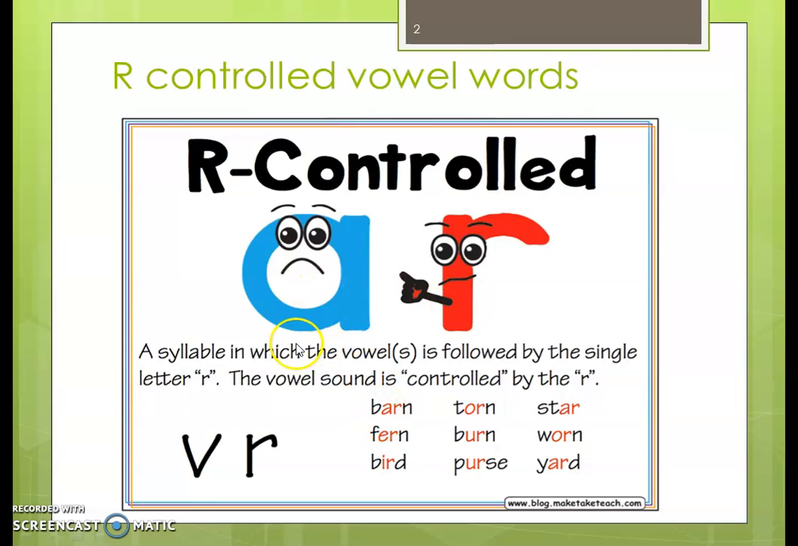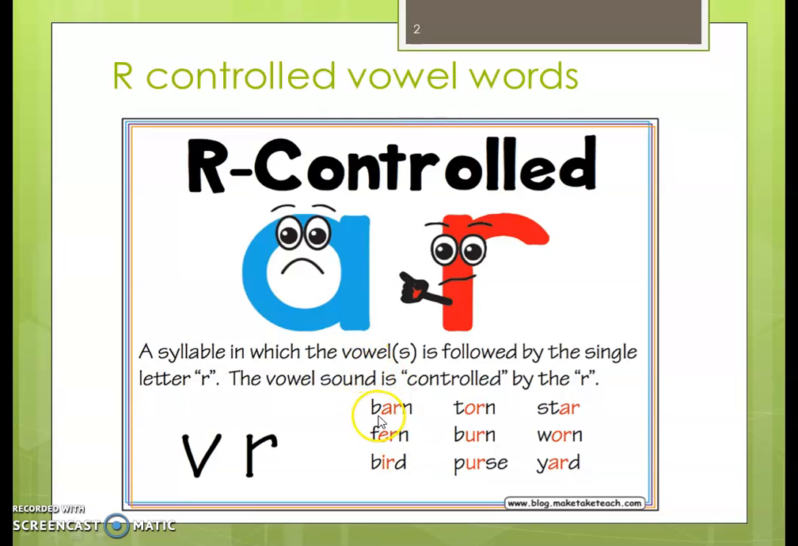When you see AR together, you're going to say R. You're going to make the sound R. When you see OR together, it's going to make the sound OR. ER is ER, UR is ER, and IR is ER.